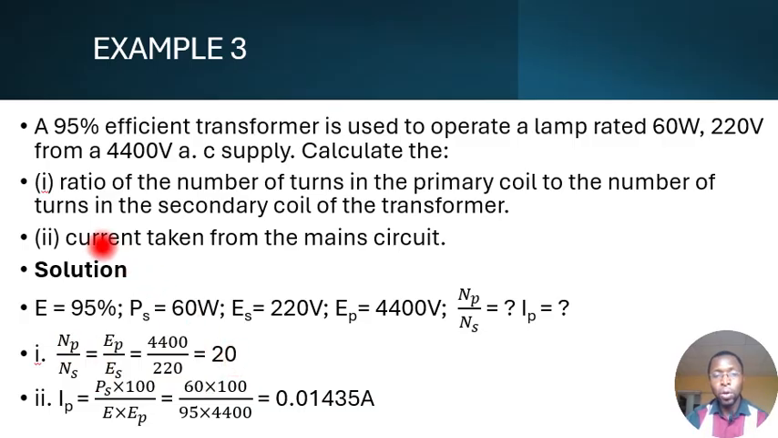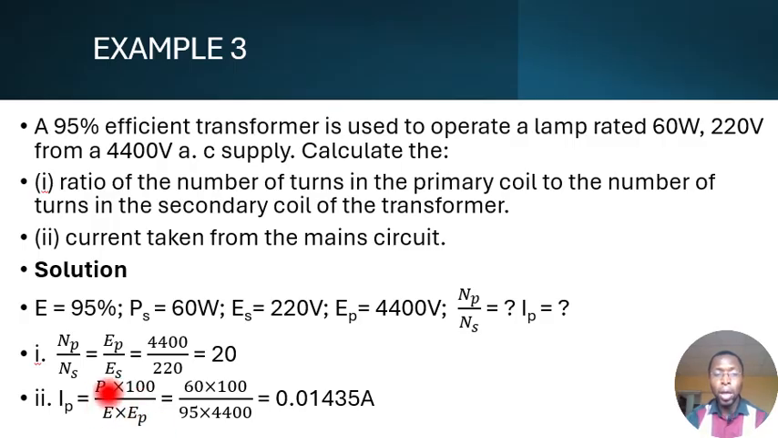Okay, second question is to determine the current from the main supply. That is our primary current. Now, the formula for that is primary current equals the product of the secondary power and 100 all over the efficiency multiplied by the primary voltage, right?